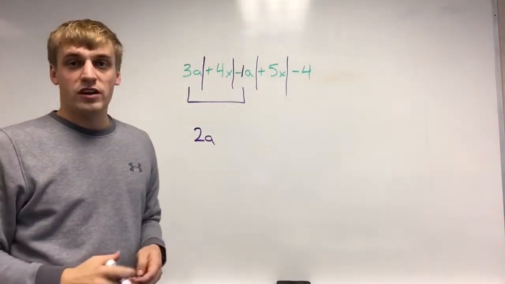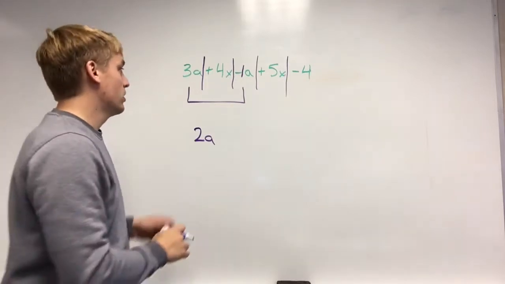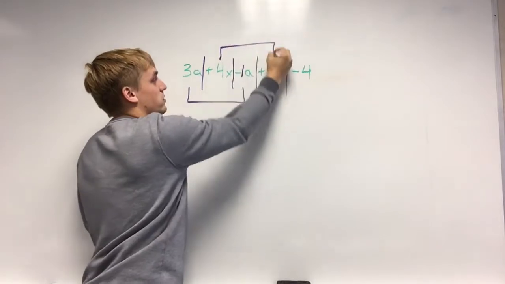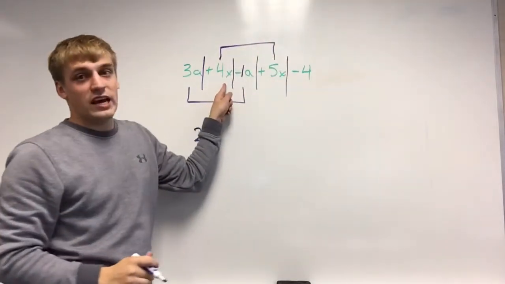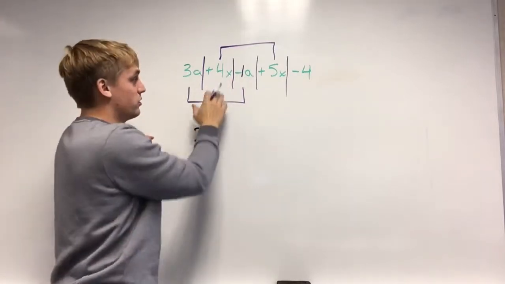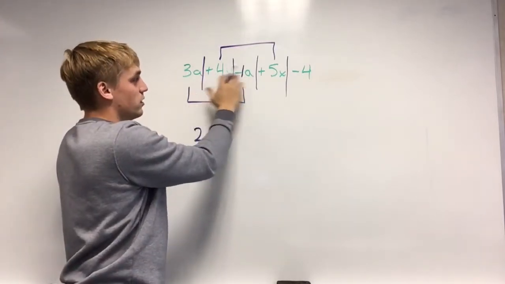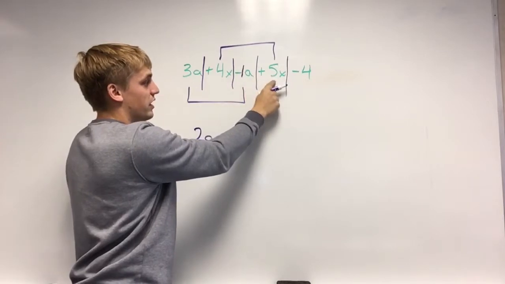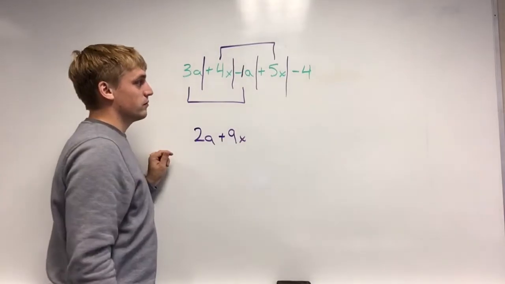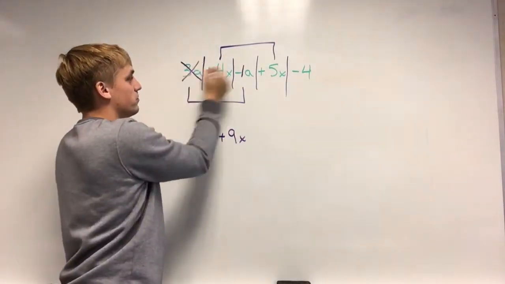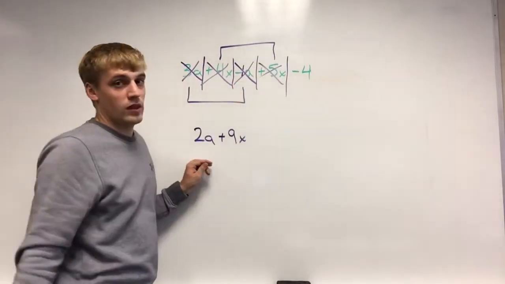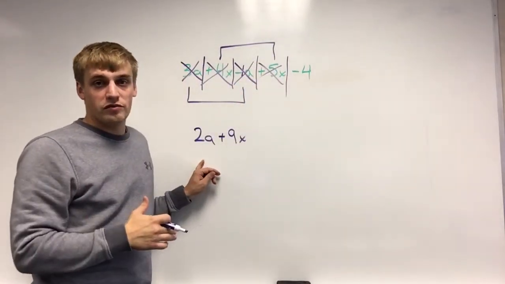Okay, now I'm going to find another set of like terms. Well, the second term and the fourth term are like terms because they both have an x as a variable. So we can add those like terms as well. 4x plus 5x is 9x, positive 9x. So we've used this term and this term, and I like to cross them off so I know that I don't forget one.